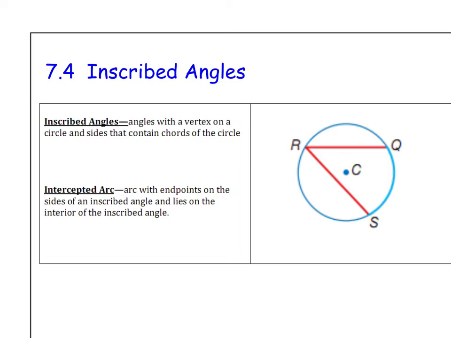Today we are going to do Unit 7, Lesson 4, and it's all about inscribed angles. So an inscribed angle is an angle with a vertex on the circle and the sides are chords of the circle. And you can see the red angle drawn on the circle over here.